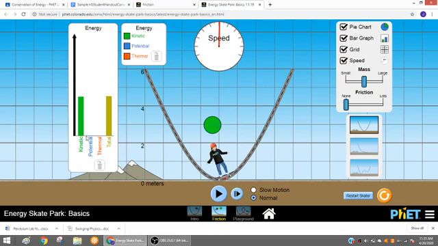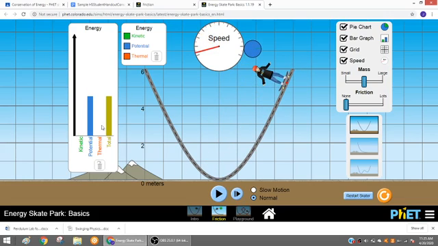So here is a better version of what I was just trying to show. Kinetic and total energy are almost equal to each other when the skater's at the bottom moving fastest, and then when the skater gets up here and stops, potential energy is now equal to the total energy. But at all times, if you take this kinetic bar and stick it on top of the potential bar, it will always equal the total.